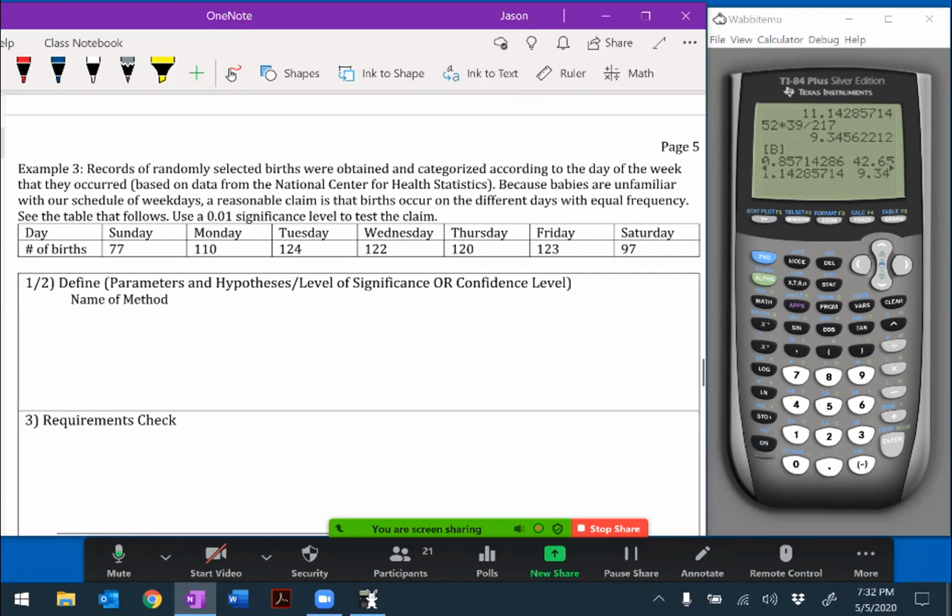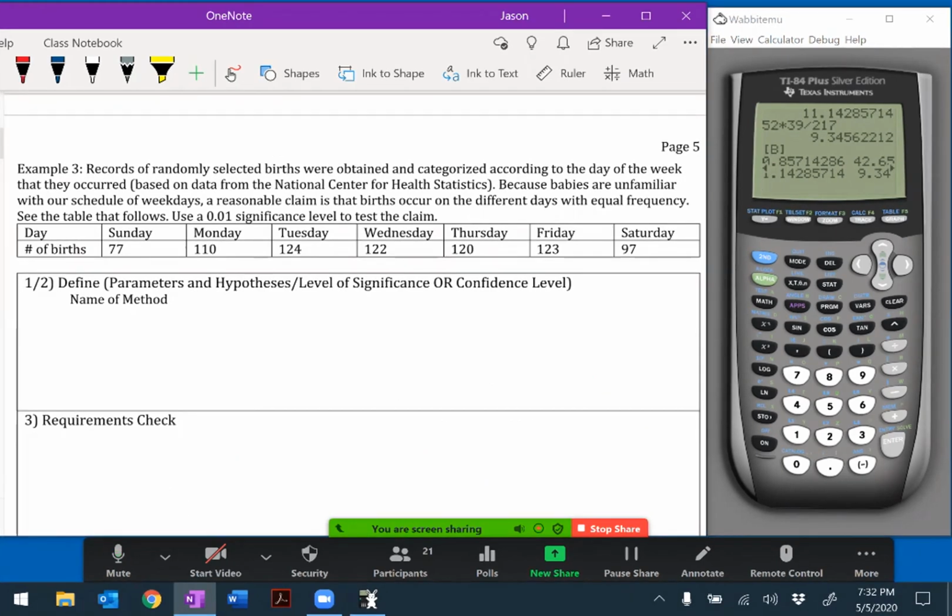Example 3. Records of randomly selected births were obtained and categorized according to the day of the week they occurred. Based on the data from the National Center for Health Statistics, because babies are unfamiliar with our schedule of weekdays, a reasonable claim is that births occur on different days with equal frequency. See the data that follows. Use a 0.01 significance level to test the claim.